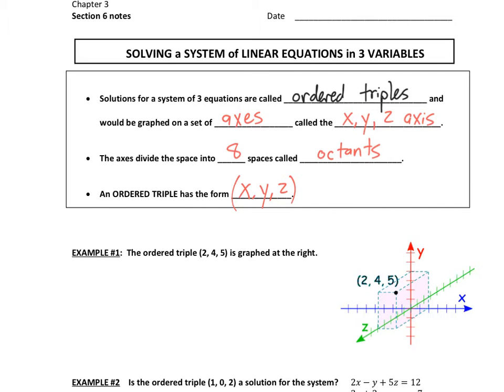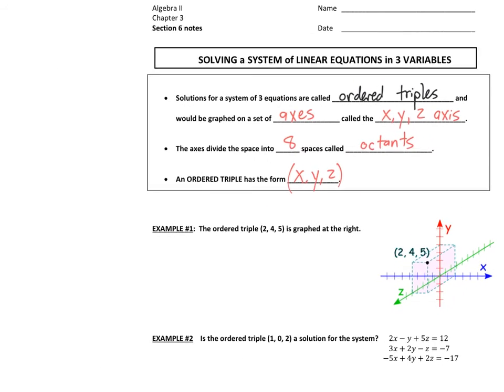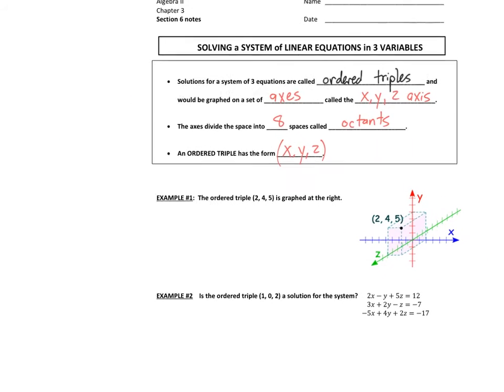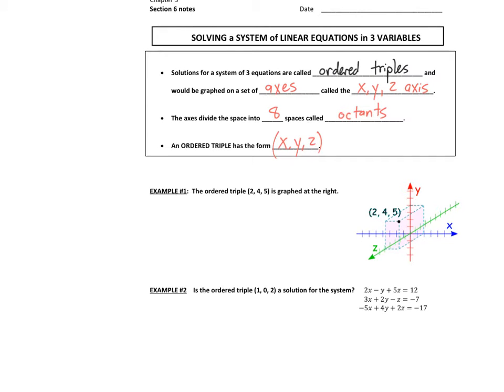And then when you look at the graph, normally a graph divides it into 4 groups, right? Normally we have our x and our y axis. There's 1, 2, 3, 4 different parts. When we have 3 variables, an x, y, and a z, it divides into 8 parts. And the 8 parts are called octants.